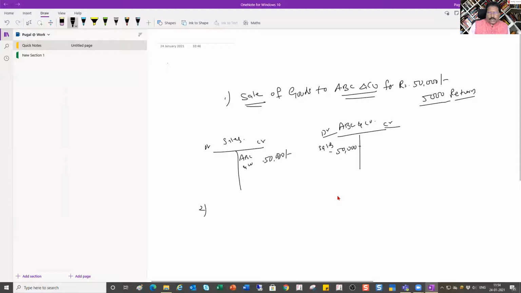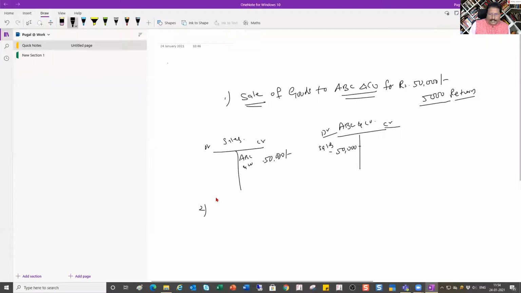So now you have to pass a return entry in your books of account because the material is coming back to you. And what is the impact of the material that is returned? My sales has to reduce by 5,000 rupees, and the money that I'm supposed to collect from this customer has come down. So instead of paying 50,000 rupees, he is now going to pay me only 45,000 rupees, right? So first we will understand the return entry.